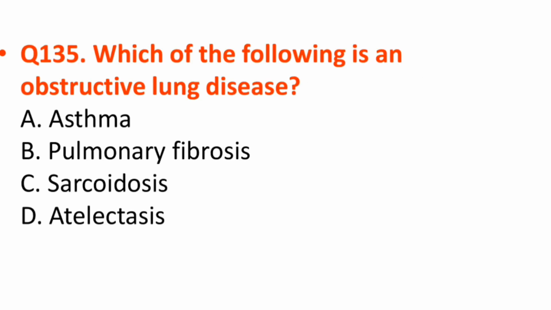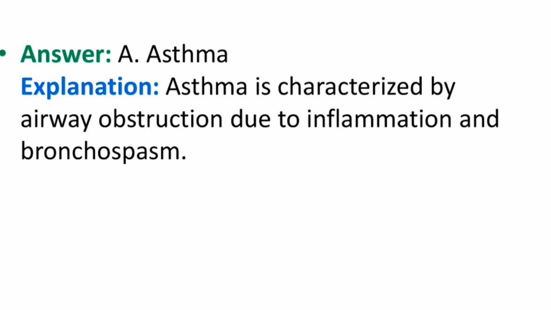Which of the following is an obstructive lung disease? Option A, asthma; option B, pulmonary fibrosis; option C, sarcoidosis; option D, atelectasis. The correct answer is option A, asthma. Asthma is characterized by airway obstruction due to inflammation and bronchospasm.